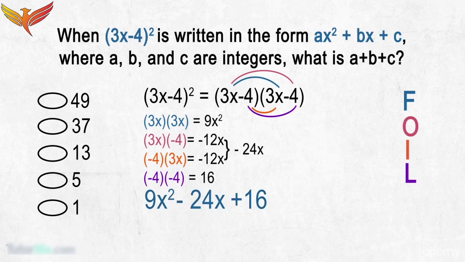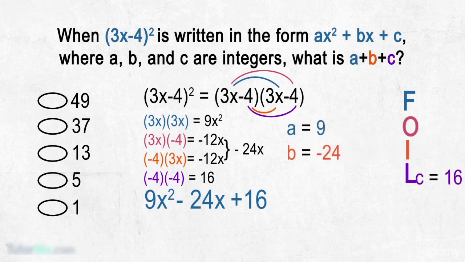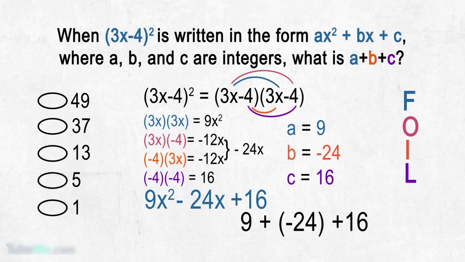Now we have the ax squared plus bx plus c form that the problem asks for. We're looking for the sum of a plus b plus c. Well, as you can see, a is 9, b is negative 24, and c is 16. You simply have to add these three integers together and you'll get negative 1. And that's our answer.